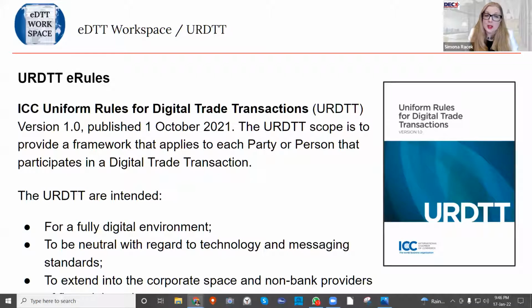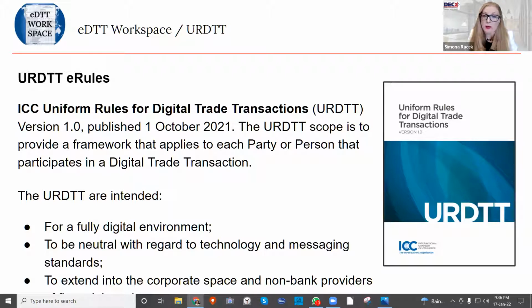The ICC Uniform Rules for Digital Trade Transactions version 1.0 was published on October 1st, 2021. Please note that moving forward, I'll be referring to these rules quite often as URDTT. So you'll be hearing me saying URDTT quite a lot. The URDTT rules enable digital trade transactions for SMEs, buyers, and sellers worldwide.